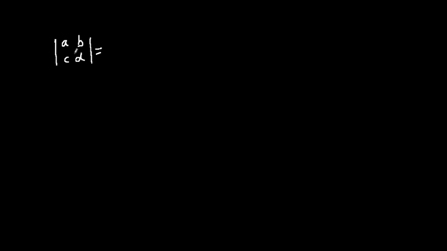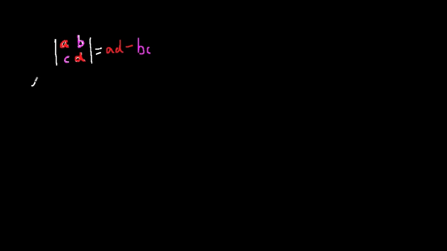Okay, so for the determinant of a 2 by 2 matrix, it's fairly simple. We calculate the product of the elements on the main diagonal. So in this case, I have A and D. I multiply these two together, and from that, I subtract the product of the other two elements, which here are B and C. So the determinant of a 2 by 2 matrix is A times D minus B times C. It's a fairly simple, quick and easy calculation.